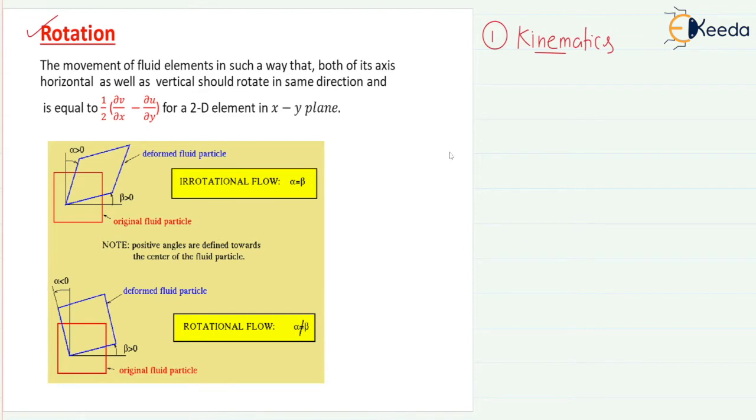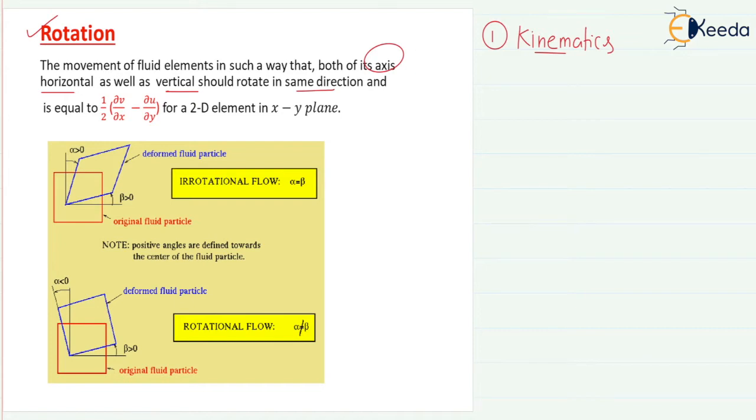With respect to a fluid particle, I can say it is the movement of the fluid element in such a way that both of its axes, horizontal as well as vertical, rotate in the same direction. So this is the second definition of rotation. The first one is what we saw in kinematics. Same direction means either clockwise or anti-clockwise.